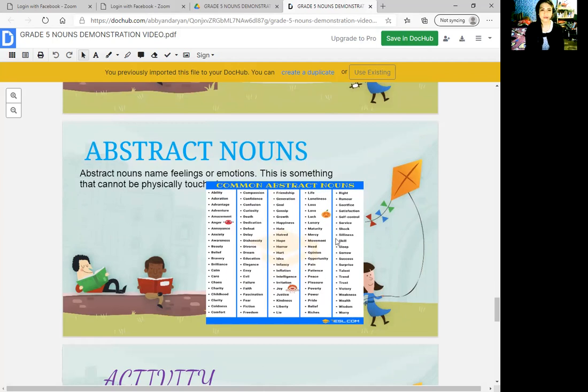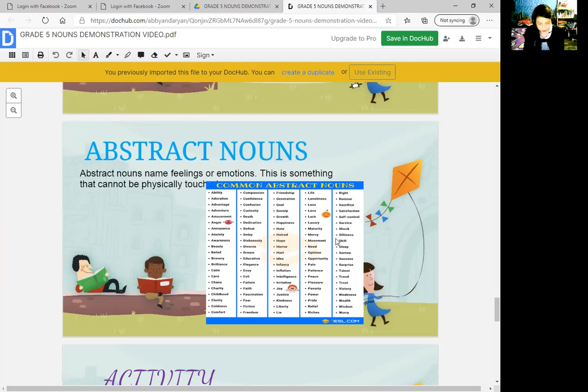So you can actually pause the slide and read each of them, because we have many examples. To name a few, we have ability, adoration, advantage, amazement, anger, and then growth, dishonesty, pain, patience, talent, trend, trust, victory, wisdom, worry. So these are a few examples of abstract nouns.